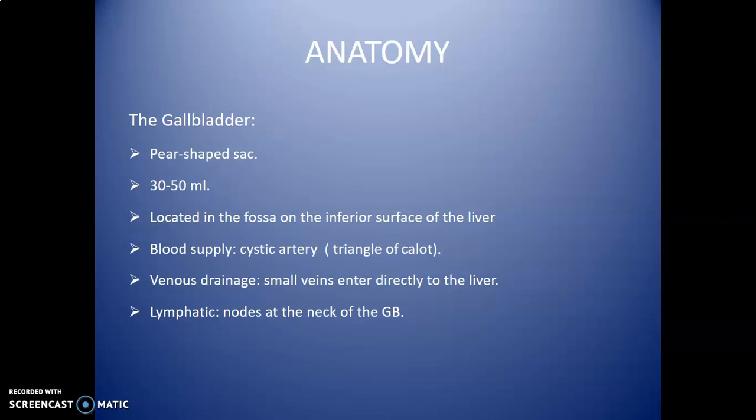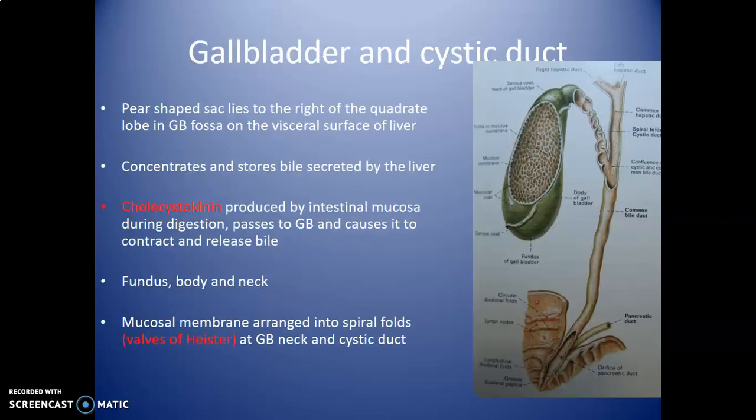The gallbladder is drained by small veins that enter directly into the liver. Then there are lymph nodes at the neck of the gallbladder that drain it, and this eventually carries lymphatics to the hepatic nodes. So this is the pear-shaped sac, which we call the gallbladder, and it has different parts.